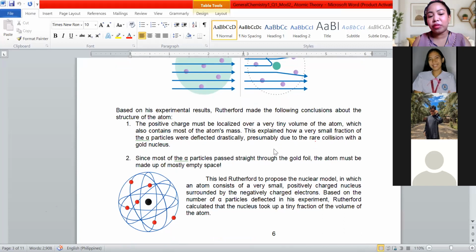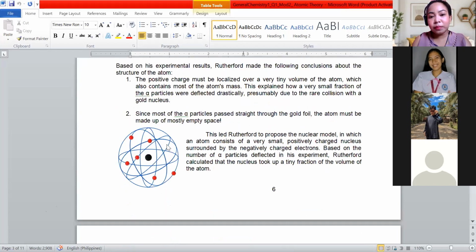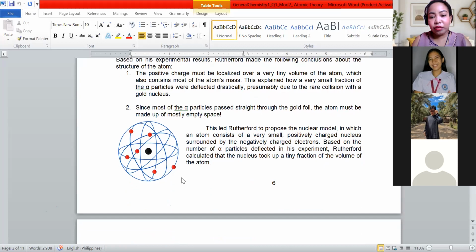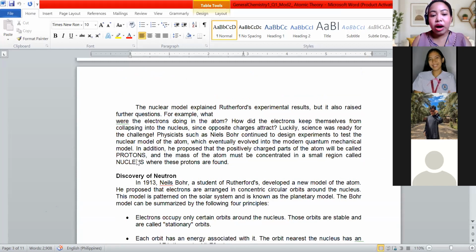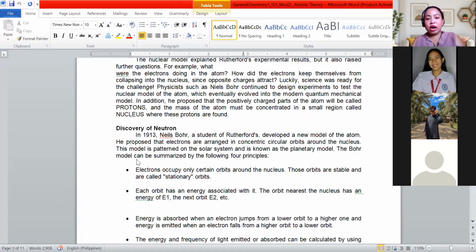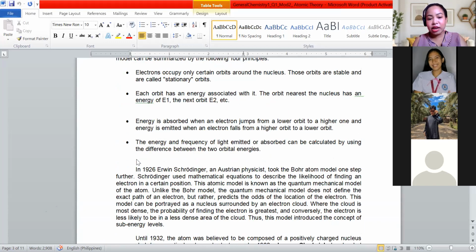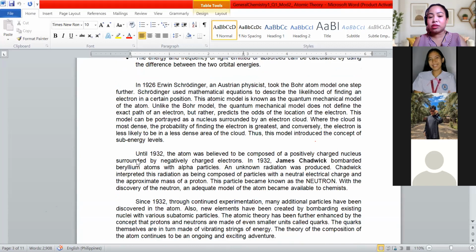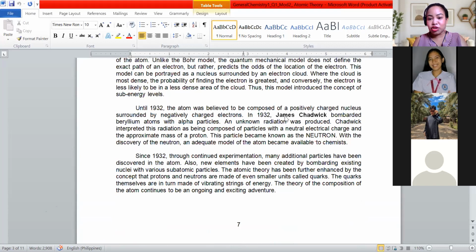So they came up with a new model. This is also the model of Rutherford. It has negative particles moving around the outside, and positive at the center. And then after that, to make the story short, many scientists studied the atom. Here comes James Chadwick.